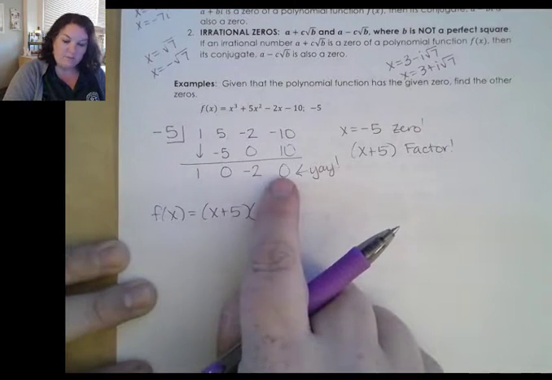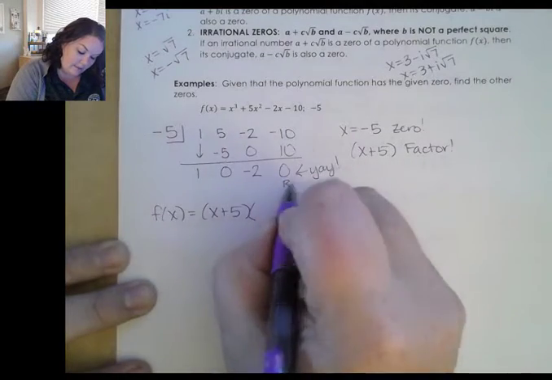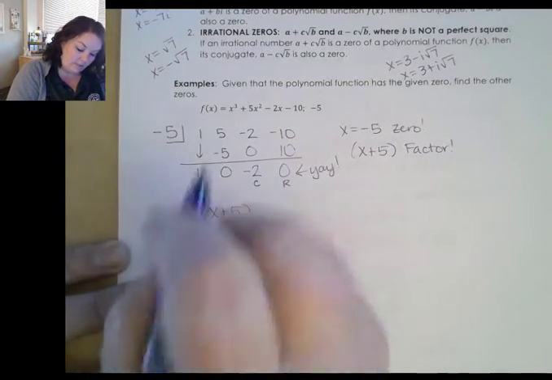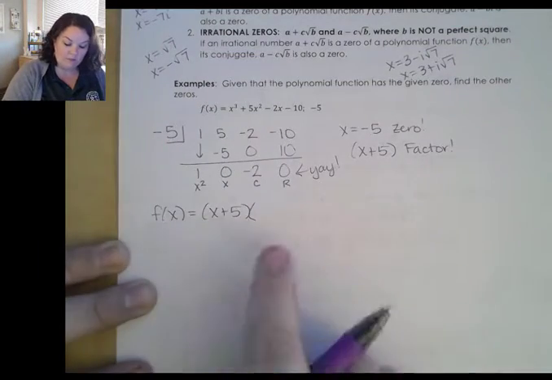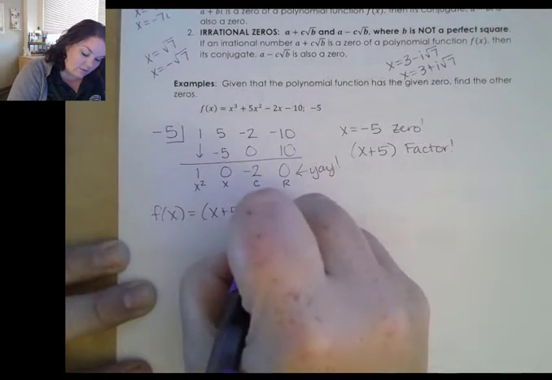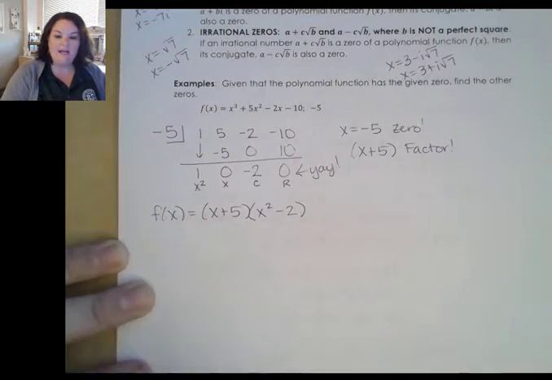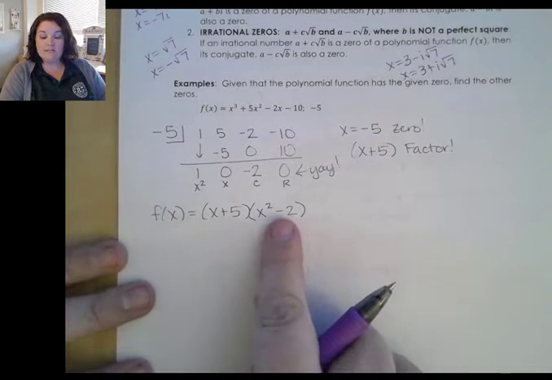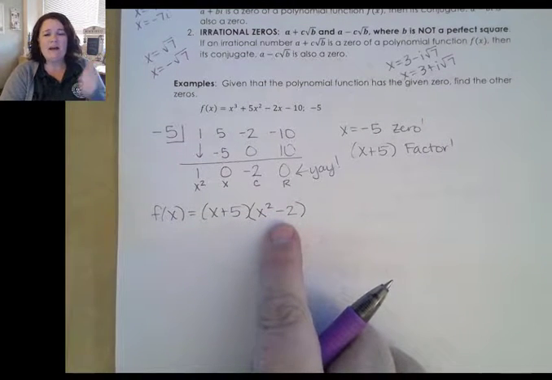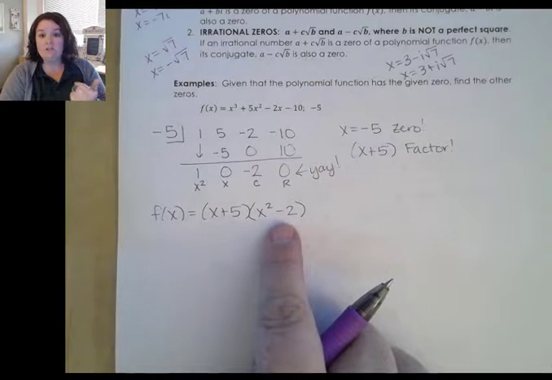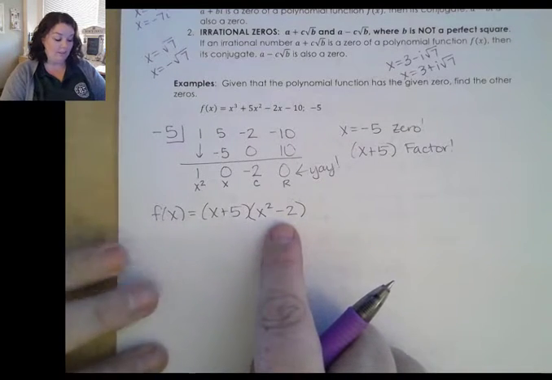Now the remaining factor that I'm left with is this quotient here. So remember, this was my quotient. Negative 2 is my constant term, 0 is my x term, and 1 is my x squared term, which means I'm left with x squared minus 2 as my remaining factor. Now this is something we should be able to solve, right? Because if it's an x squared, we can use the quadratic formula, we can try to factor it, or we could even use the square root property here, which is what I'm going to do.